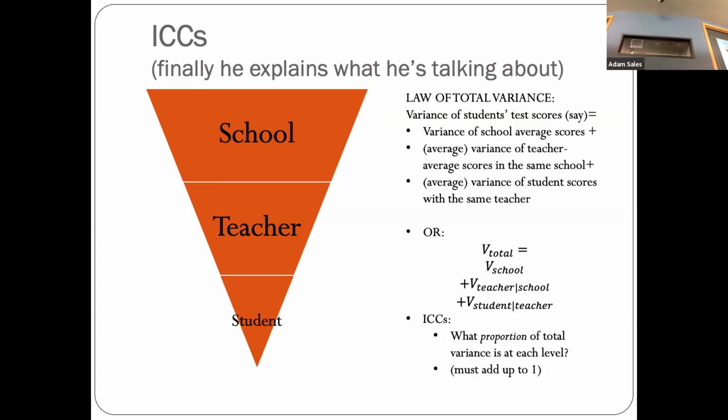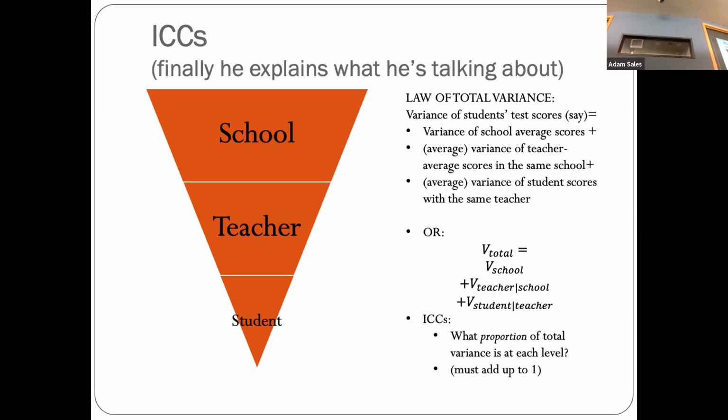Forget school, teacher, everything, forget all the blocking and all the clustered variables, and just take all the test scores or whatever it is you're measuring, all the outcome variables, and look at the variance of those. Now that number, that total variance, can be decomposed into three parts. It's called the law of total variation. That can be decomposed into the variance of the school average scores.